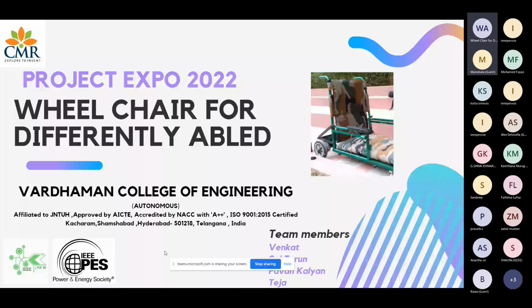And also getting a wheelchair is a problem for some people, sir, because we know that the cost of a wheelchair is somewhat high, and few people are not able to buy one. Some poor people are unable to buy a wheelchair, right, sir? This is our problem statement.